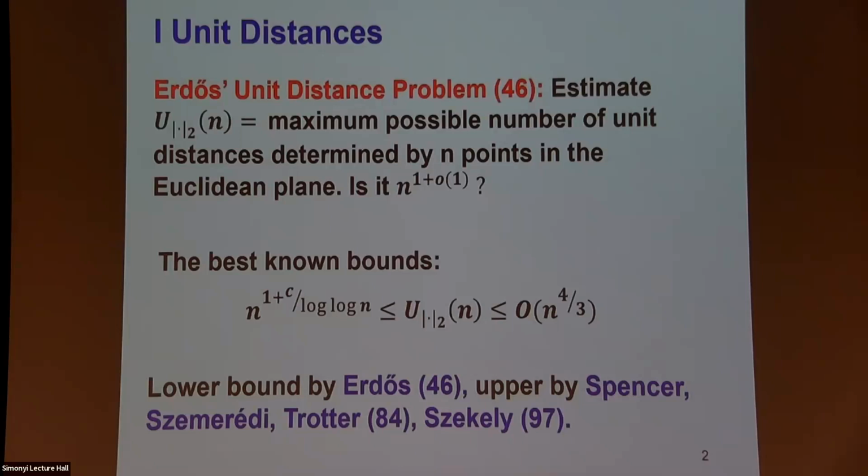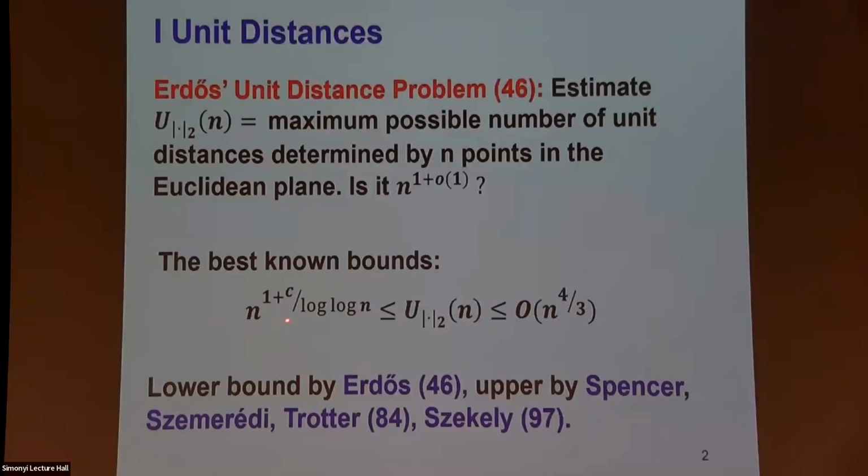And what it asks is, what is the maximum possible number of unit distances determined by n points in the Euclidean plane? So we have n points, and we look at all the n choose two distances, and we want to have the same distance as many times as we can. And in particular, the question is if this maximum is just barely nonlinear, is it n to the one plus little o one? And the best known bounds are what you see here.